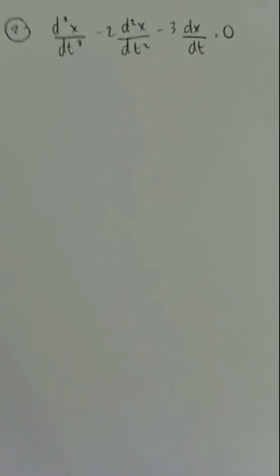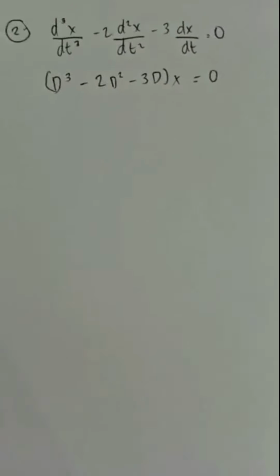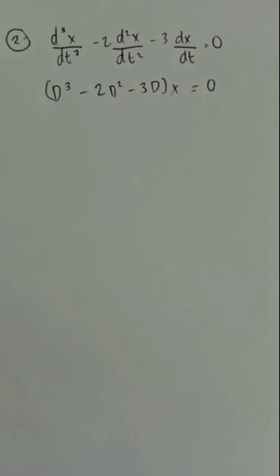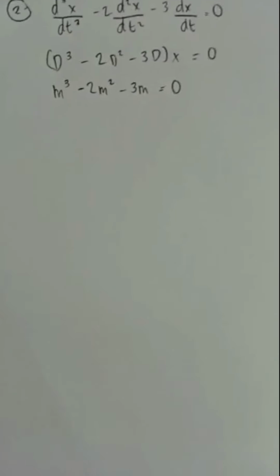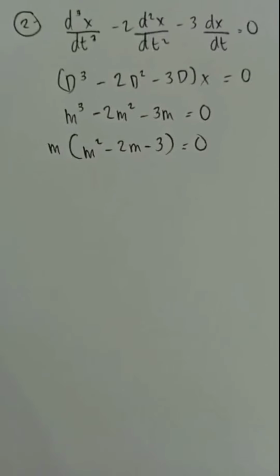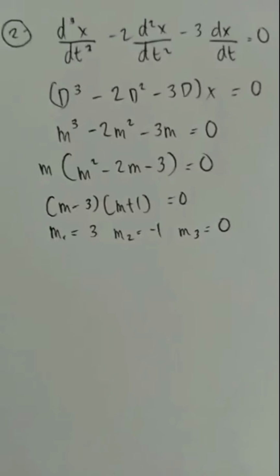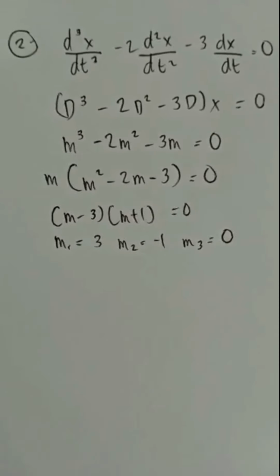Moving on, ang given natin ay nasa standard form, kaya gawin natin itong differential operator form. Then after, gagawin natin itong auxiliary equation form, kaya magiging m cubed minus 2m squared minus 3m is equal to 0. Nalabas natin yung m para mahanap natin yung mga roots. m1 now is equal to 3, m2 is equal to negative 1, and m3 is equal to 0.